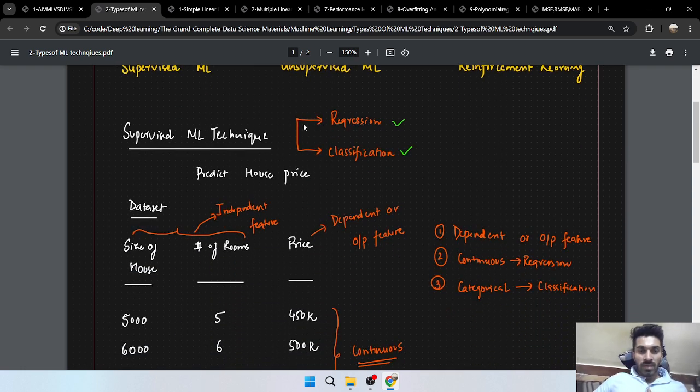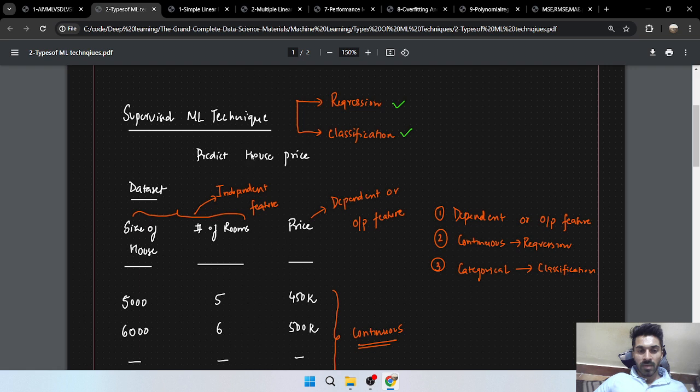In supervised machine learning, there are two types: regression and classification. In regression, you have a continuous value. For house price prediction, the price will be a continuous value. For classification, suppose there are problems like cancer detection, whether you have cancer or not, or spam mail, spam or ham. Then this is a classification algorithm.